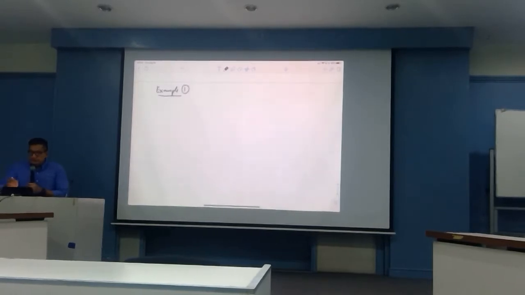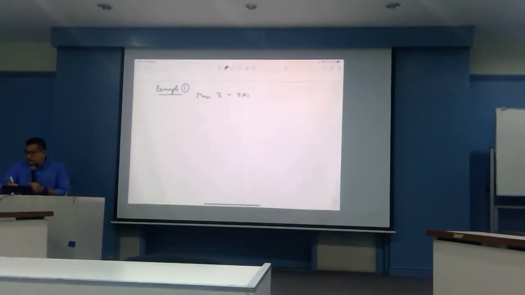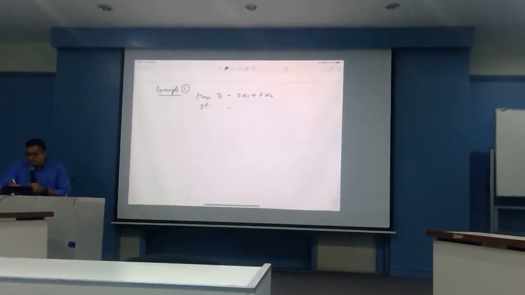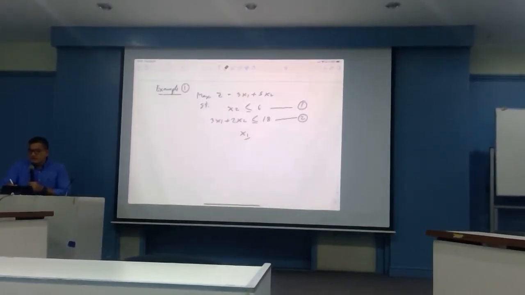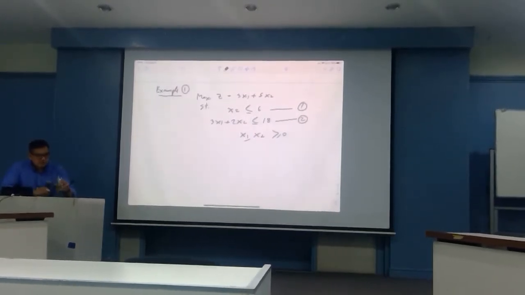Example 1: we have the maximization of z equals 3x1 plus 5x2, subject to x1 less than or equal to 4, which is the first constraint; 3x1 plus 2x2 less than or equal to 18, the second constraint; and x1 and x2 greater than or equal to 0. So this is just warming up, a very, very easy one.